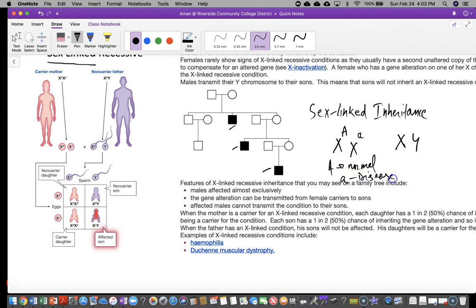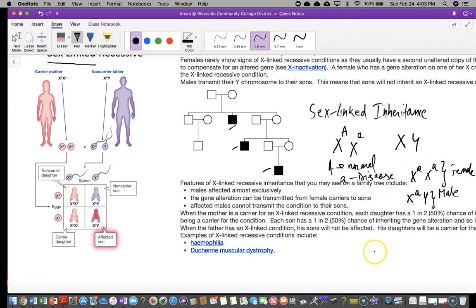So for a person to have a disease, since it's a recessive disease, there must be a small a, so X with a small a, X with a small a, for this female to ever have a disease. Whereas in the case of male, it can be X small a, and the other one we know is Y, which does not have any gene for that disease. So this male has a disease already because there is no backup plan.